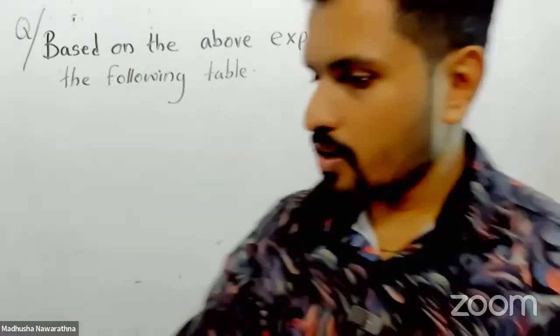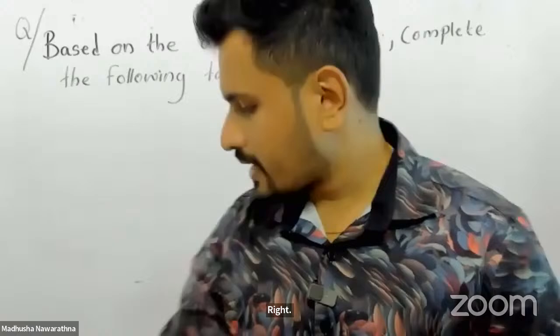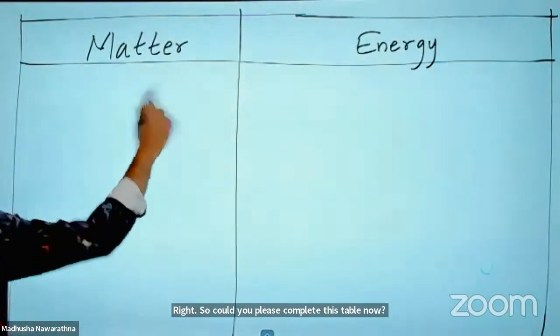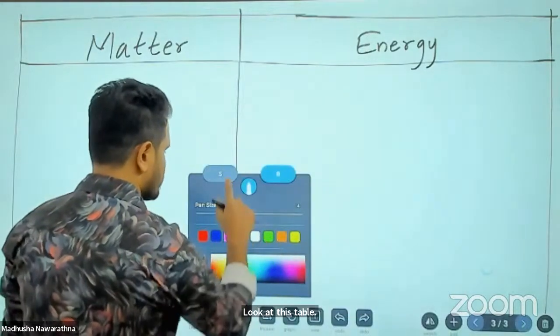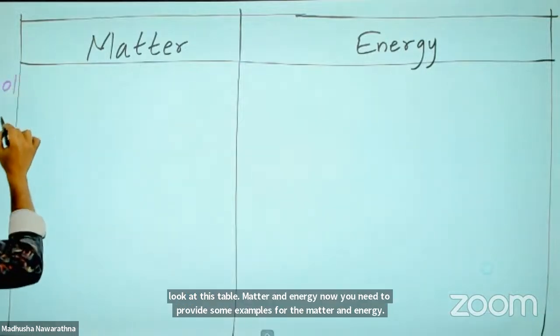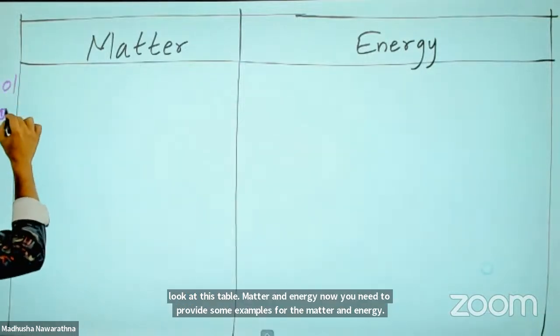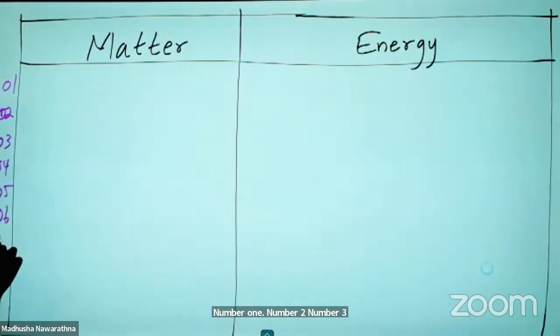Could you please complete this table now? Look at this table: matter and energy. Now you need to provide some examples for matter and energy. Number 1, number 2, number 3, 4. Hurry up and write some examples.